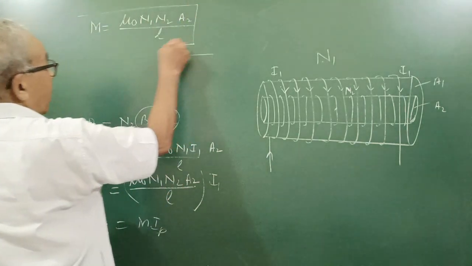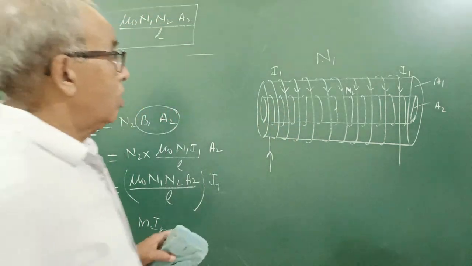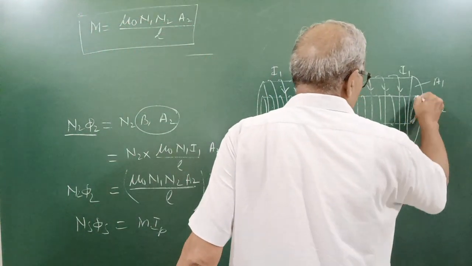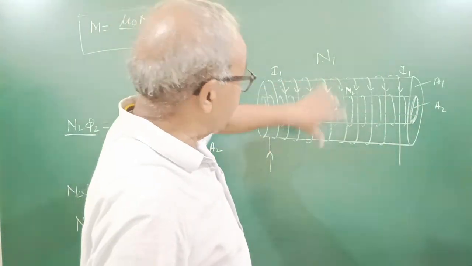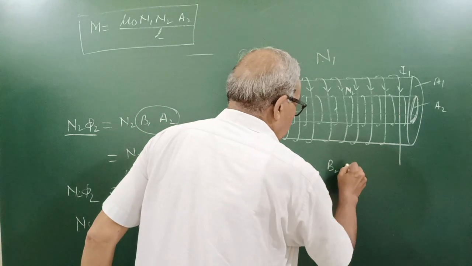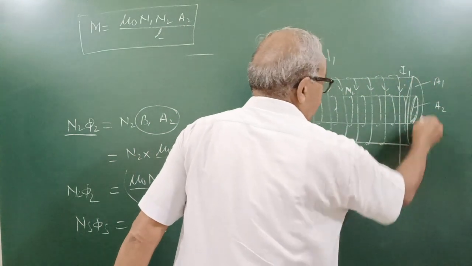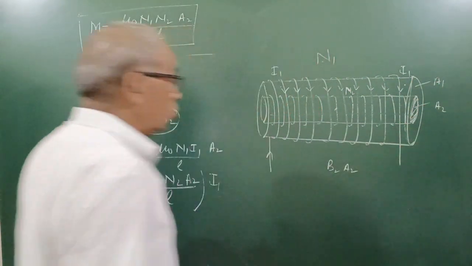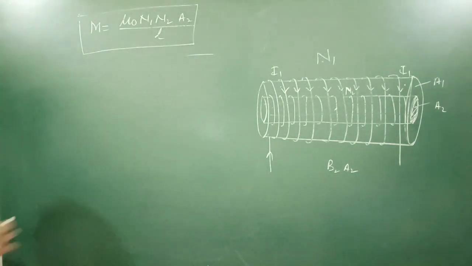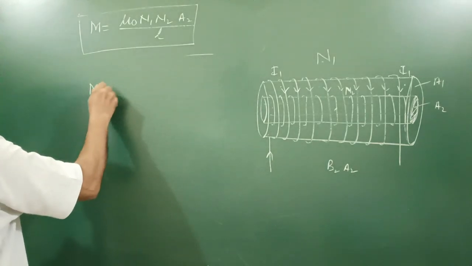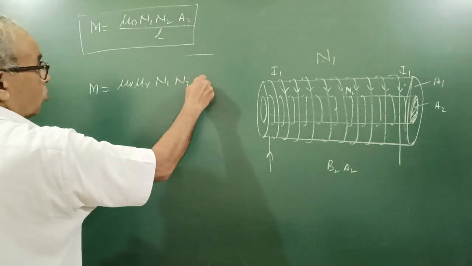The same value of M will be obtained when we pass current through the inner solenoid. Actually, when we pass current through the inner solenoid, the magnetic field is only here. So when we calculate magnetic flux with this, that will be B2 into A2, because the field outside is 0. This area will not be taken, only this much area will be taken. So you will get the same value of M. If the core is filled with magnetic material, then M is equal to mu 0 mu R N1 N2 A2 upon L.